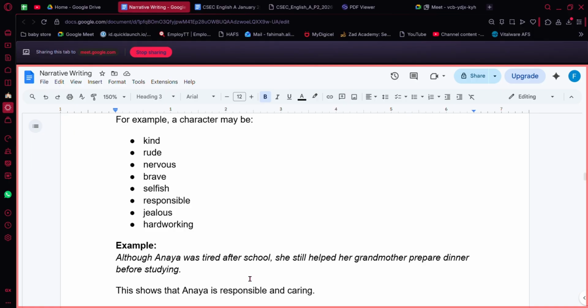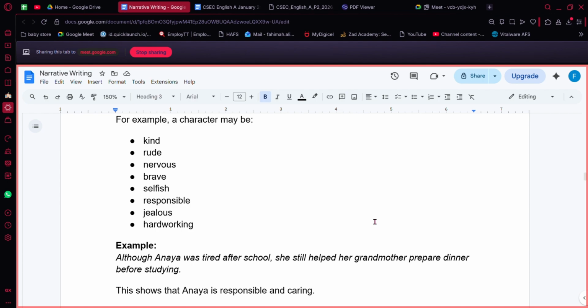I must be able to decipher or figure out what your character's personality is based on what you write in your story. So if you say, although Anaya was tired after school, she still helped her grandmother prepare dinner before studying, it shows that she is now responsible and caring. Because although she is tired, she is thinking about other people. The other person is her grandmother.